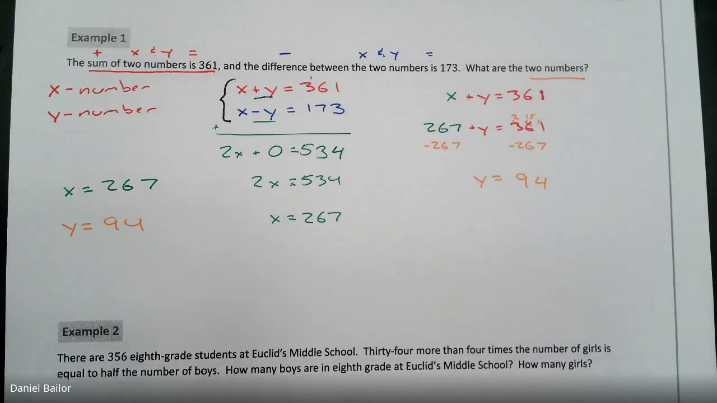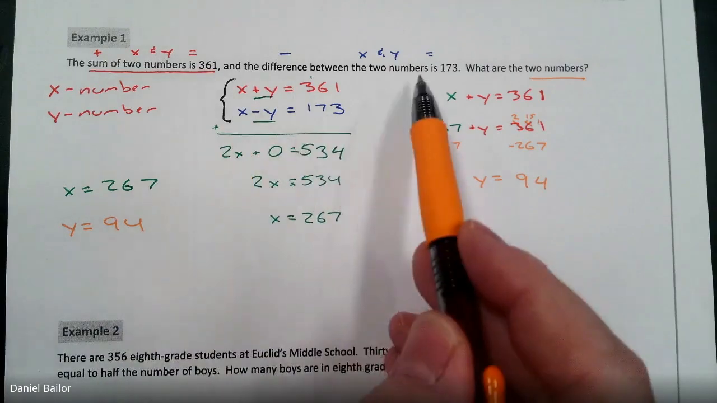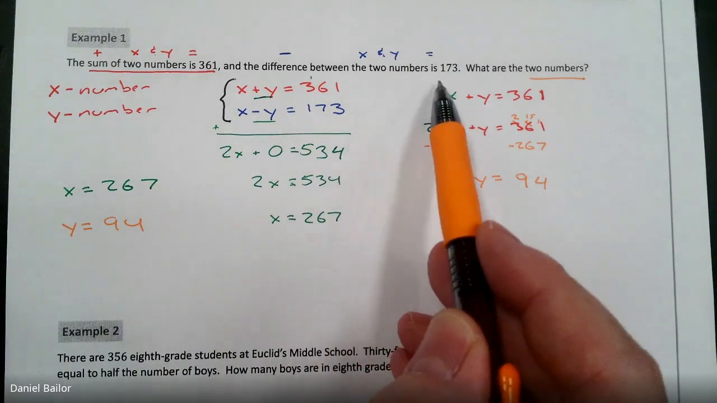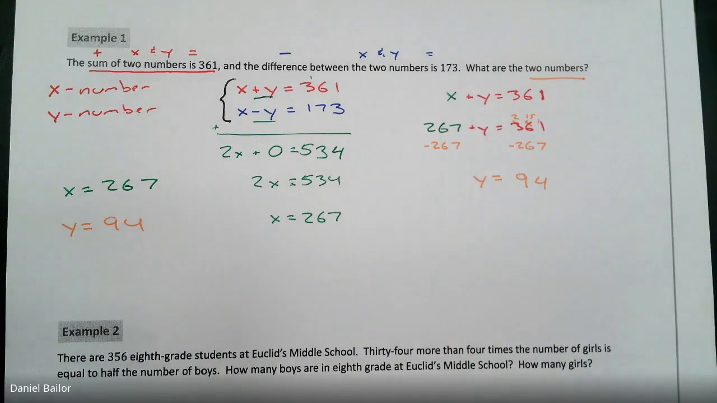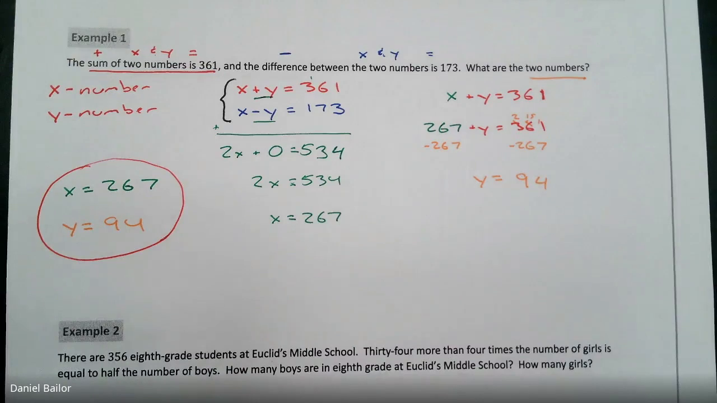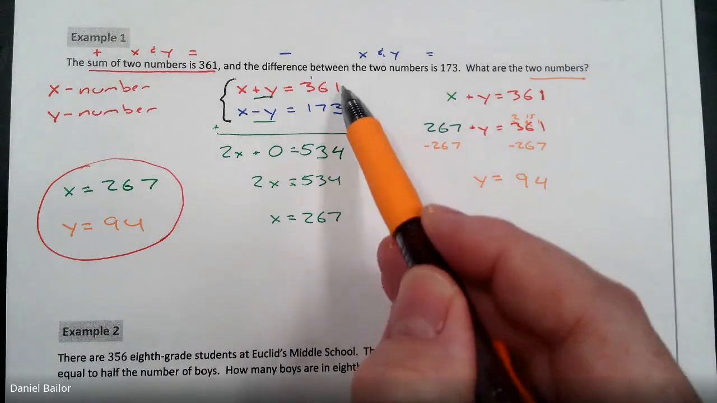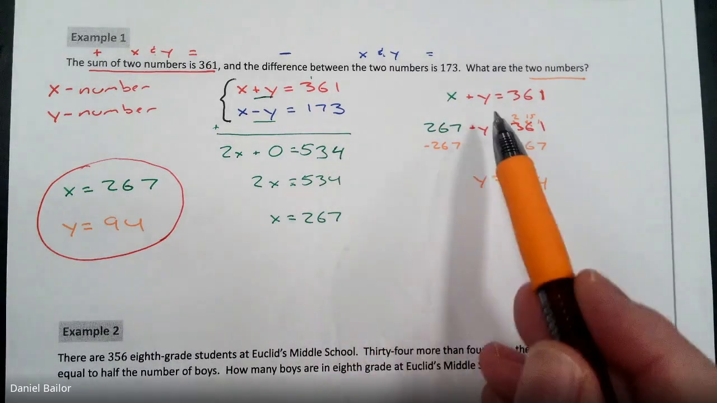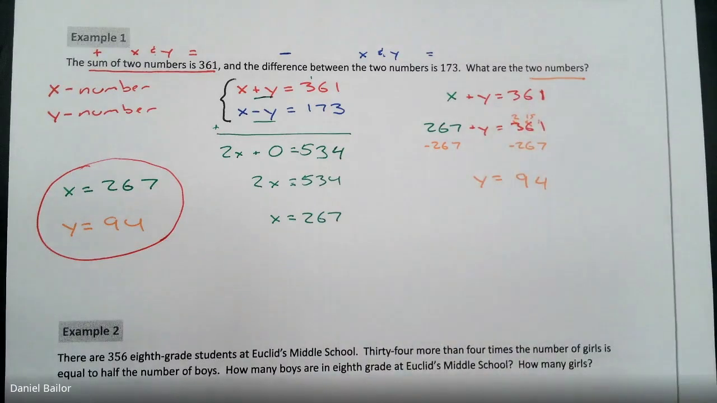So those are my two numbers. If I add them together, I get 361. And if I subtract them, I get 173. So that is how you use a system of equations to find those two numbers. I read it, I translated it to make a system, and then I solved the system to find my two numbers. Now this was an example where we just had to find numbers.